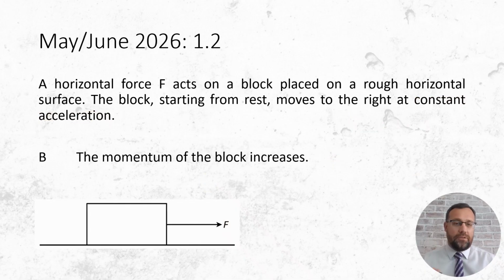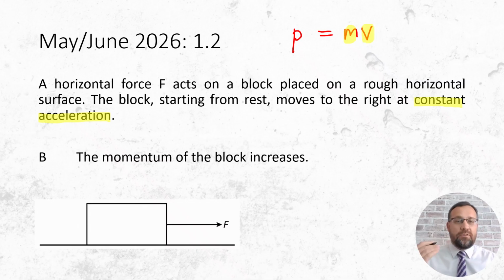Statement B. The momentum of the block increases. Since the block is undergoing constant acceleration, its velocity is increasing. Since the momentum is equal to the mass of the block times the velocity of the block, and we know that the mass of the block remains constant while the velocity of the block increases, the momentum of the block also increases as its velocity increases, because momentum is directly proportional to velocity. So statement B is indeed the correct answer.